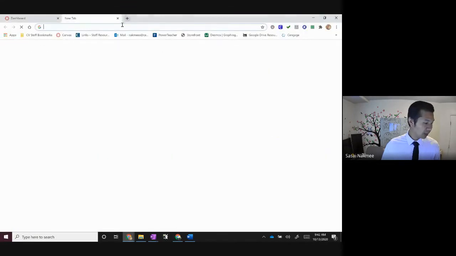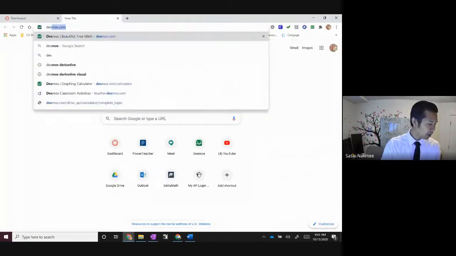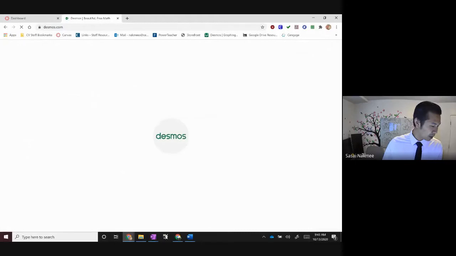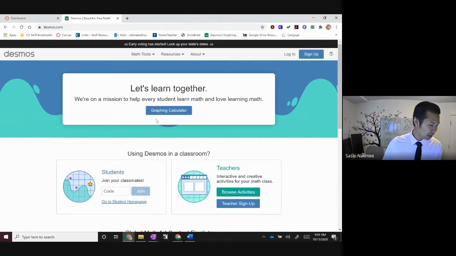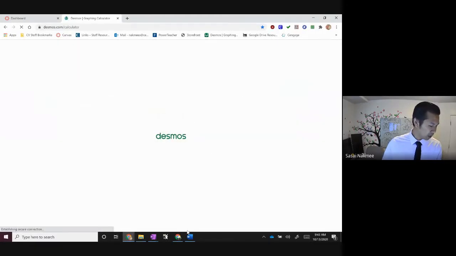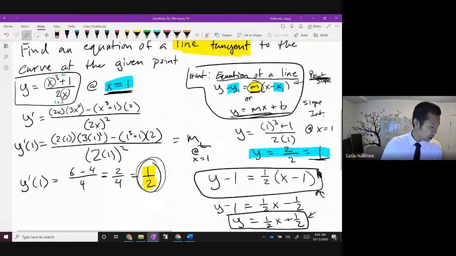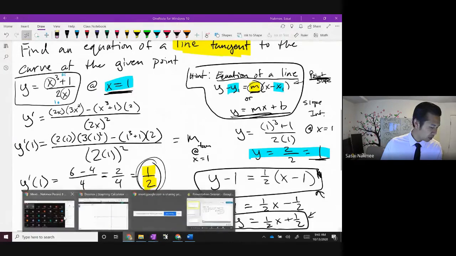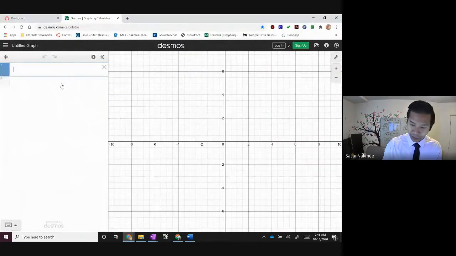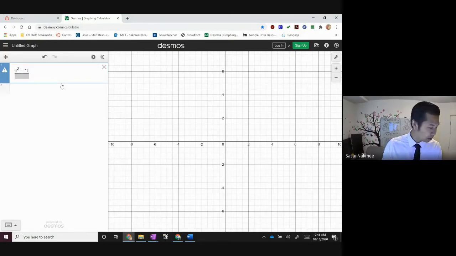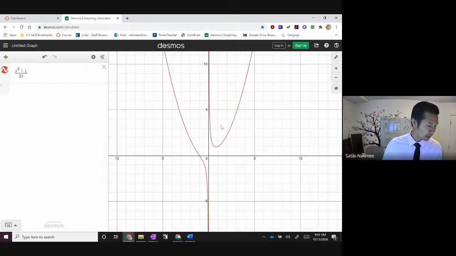So let me go over here, open up my favorite graphing app, Desmos. You could also do this on your calculator, but I'm going to show you this right here. So let's say the function that we're dealing with was x cubed plus 1 over 2x. So it's a fraction, first of all, and it's going to be (x cubed plus 1) over 2x. And it's this wonky looking graph right here. This is a crazy looking graph, isn't it?